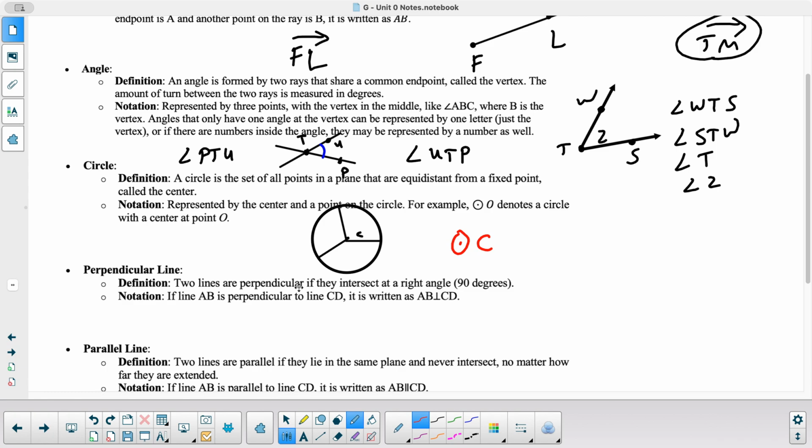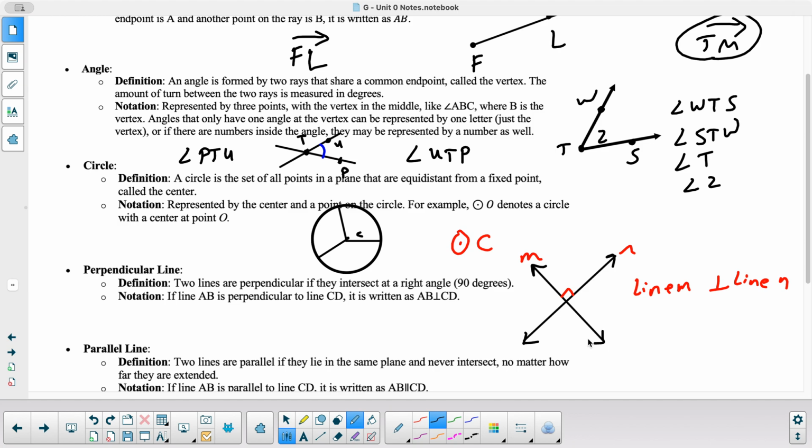Perpendicular lines. Two lines are perpendicular if they intersect at a right angle, 90 degrees. So think of the corner of your paper, 90 degrees. So when they intersect right here, there it is. So if I call this line M and line N, if they intersect at 90 degrees, we can say line M is perpendicular to line N. Okay. Perpendicular lines. Now, I didn't do a very good job there, because if these are lines, I should have arrows technically.